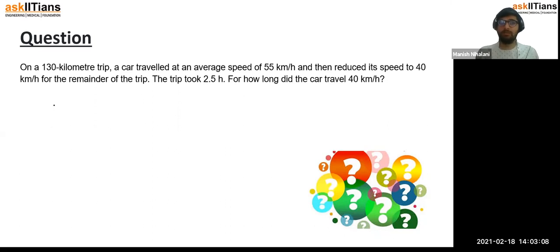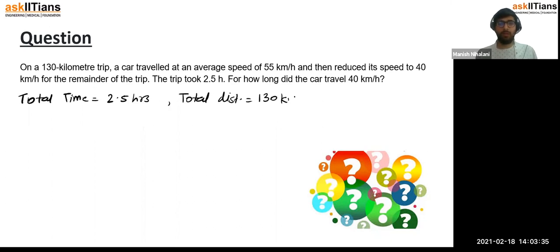And then reduce the speed to 40 kilometers for the remainder of the trip. So we said okay, the trip took 2.5 hours, ठीक है? Which means the total time is 2.5 hours, right? And total distance is 130 kilometers, ठीक है? टोटल डिस्टेंस इज 130 किलोमीटर्स.